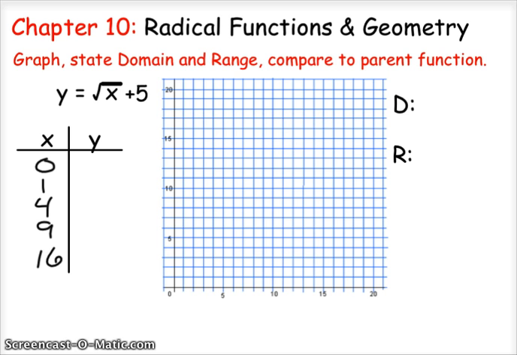So I plug 0 in for x, I get the square root of 0, which is 0, plus 5, which would be 5. Square root of 1 is 1, plus 5 is 6. Square root of 4 is 2, plus 5 is 7. You should probably be seeing a pattern here. Square root of 9 is 3, 3 plus 5 is 8. And the square root of 16 is 4, plus 5 is 9.